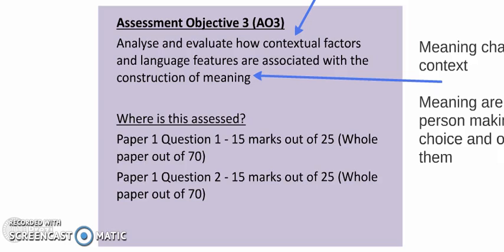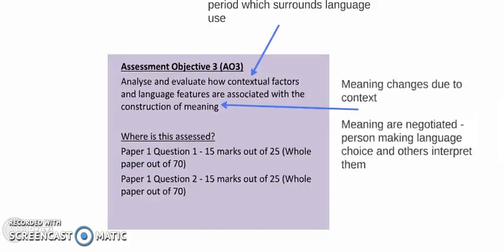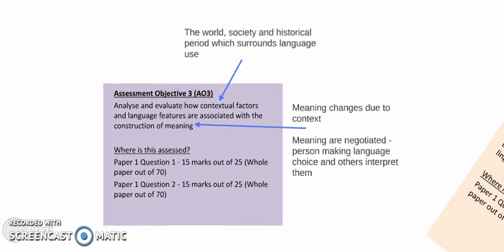So let's have a look at what that means. So with the focus being on meaning and how language is represented, it's looking at the contextual factors. So that's the world and society, historical period that surrounds the language use, all the factors that might contribute to how that language is used and understood. And language features are associated with the construction of meaning.